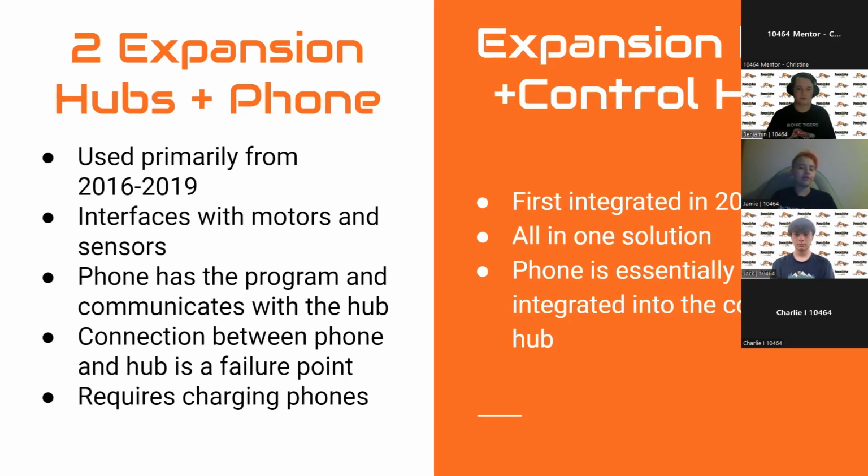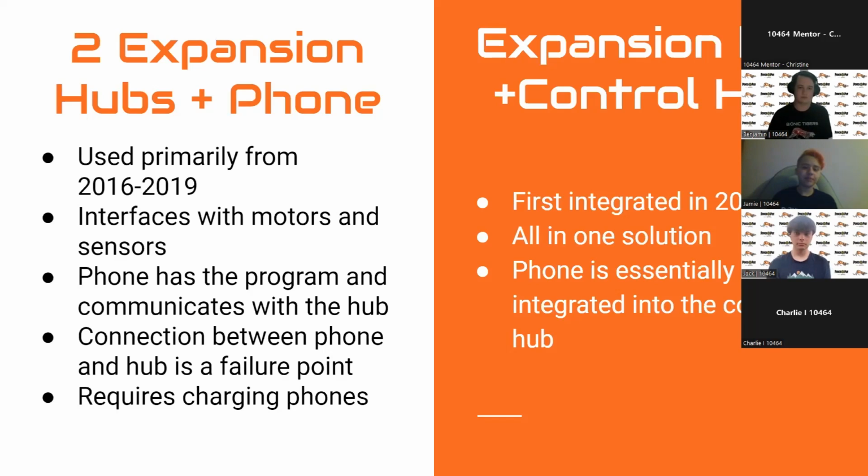And the phone will communicate with the expansion hub, which will then send further communication down to your motors, your servos, your sensors, and that is what makes the robot move. A couple of concepts is that the connection between the phone and the hub is a failure point, and it will require you to charge however many phones you need in order to make the robot work consistently.